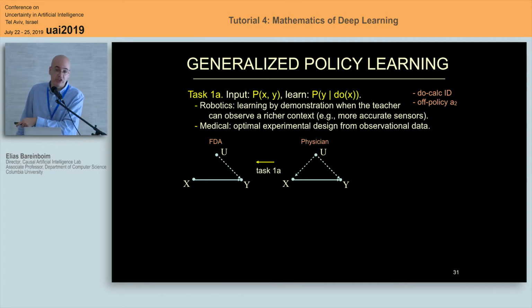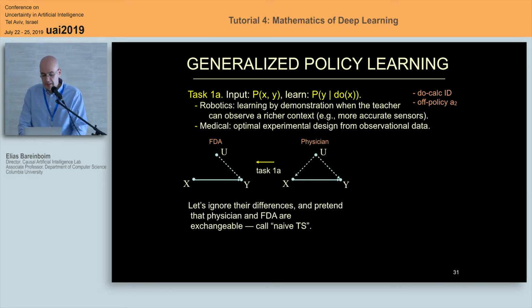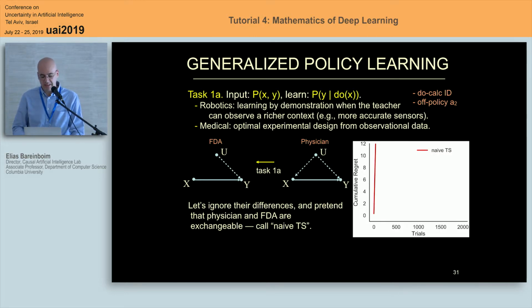Now, A1 is matching in this case, since they are considering the same variable, do X. Now what we can do is the following. Let's ignore that this difference may be a problem and pretend the physician and the FDA are exchangeable. Let's call this the naive Thompson sampling. That is the allocation procedure, a way of giving the drug to some people. And then we can have the plot here. This is the kind of plot that we have.